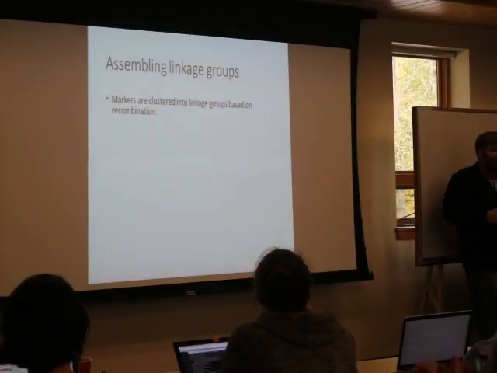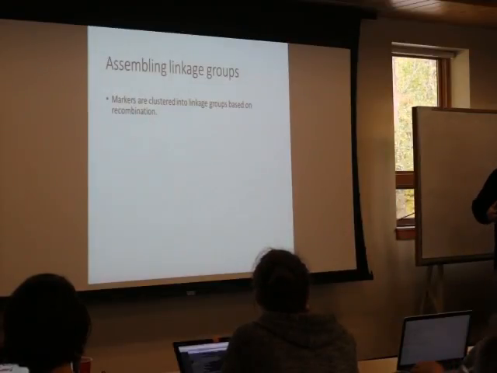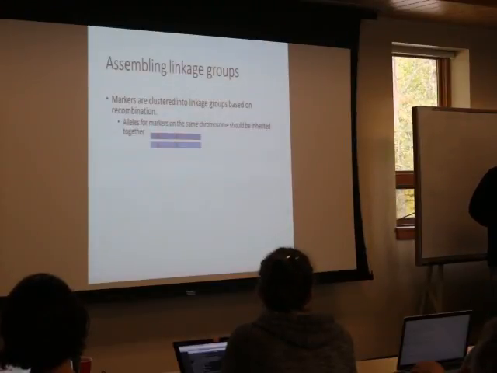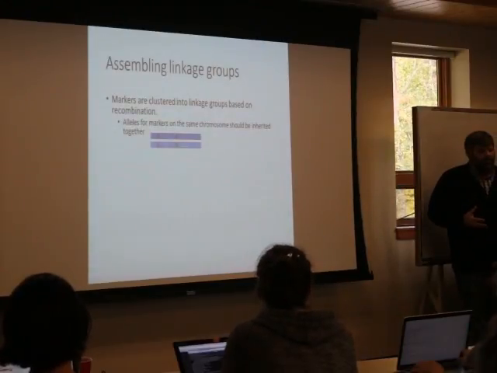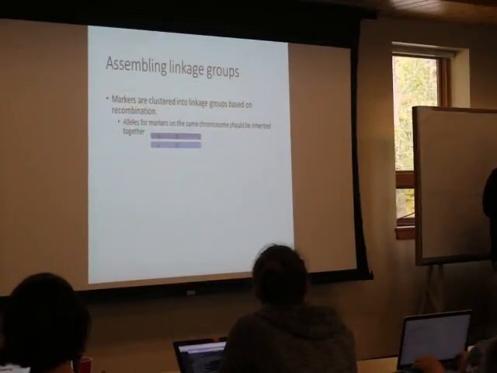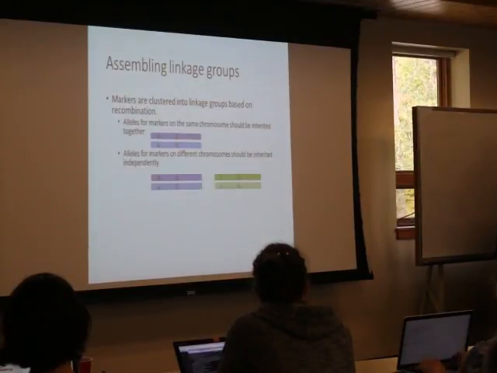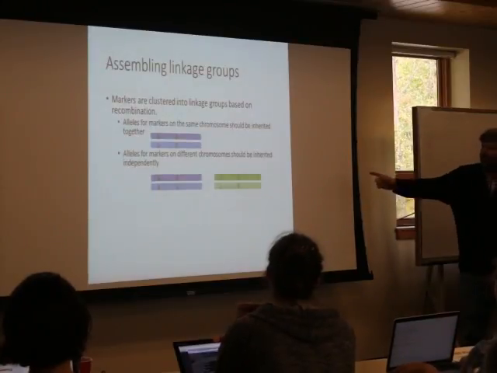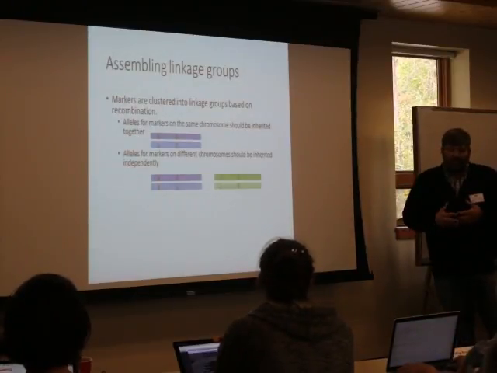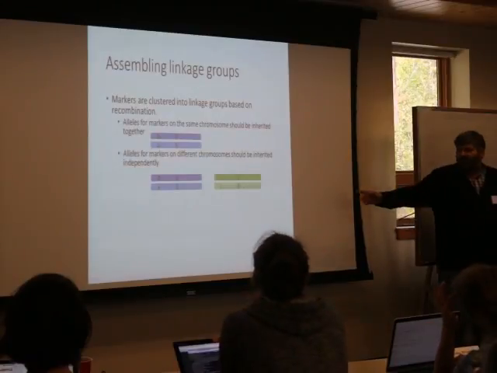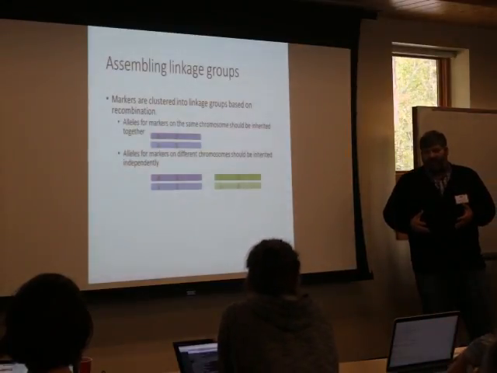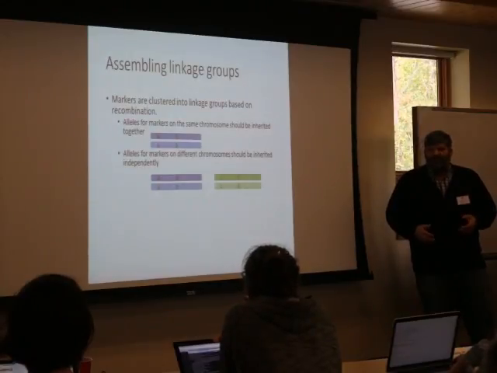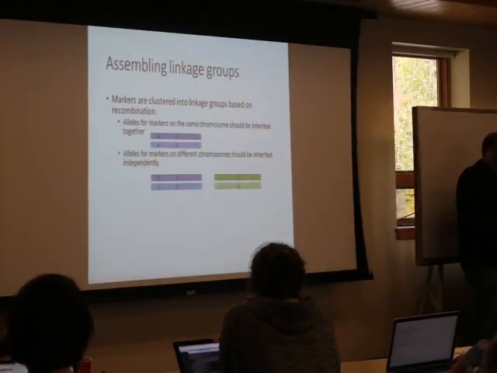To assemble linkage groups, markers are grouped together, also by recombination. Alleles for markers on the same chromosome should be inherited together more often than expected by chance. Markers on different chromosomes should be inherited independently. So the A and the B loci in this case should tend to have alleles inherited together, and the C and the D should have alleles inherited together. And the A and B genotypes should have no relation to the C and D genotypes.